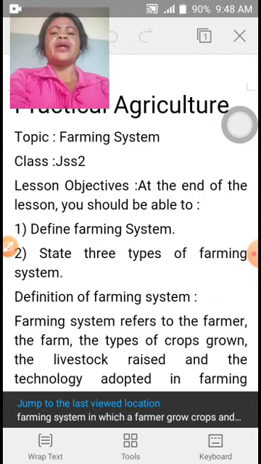Today we want to look at farming system. That is the topic for today, farming system. And at the end of the lesson, you should be able to know what is farming system, the definition of farming system. And then the second one is the type of farming system.